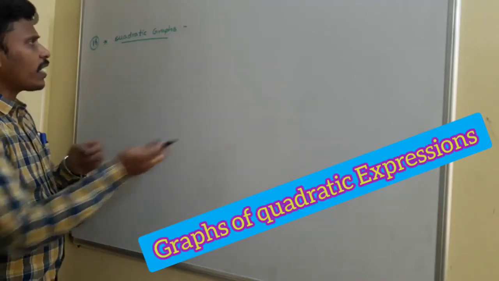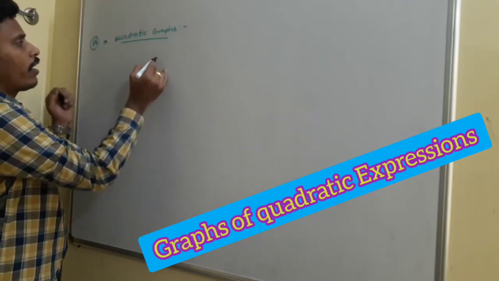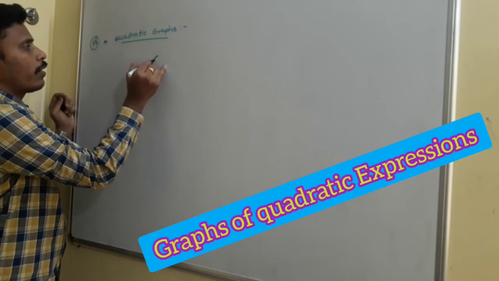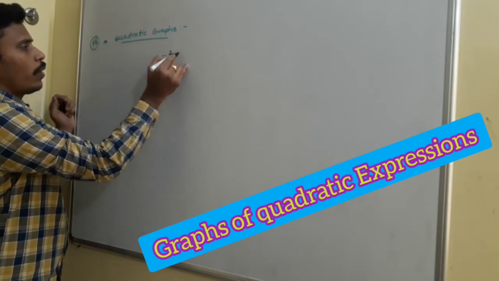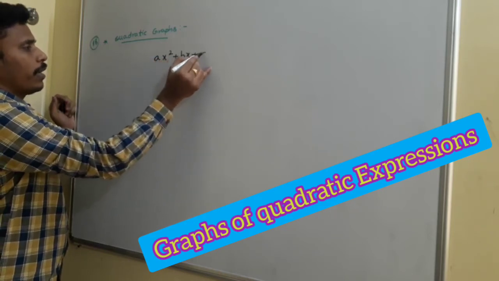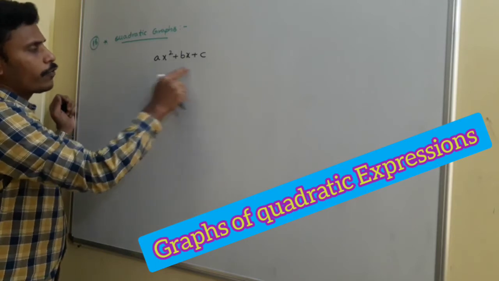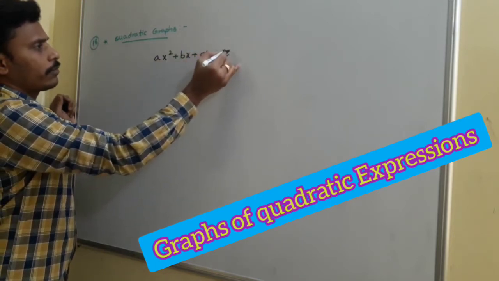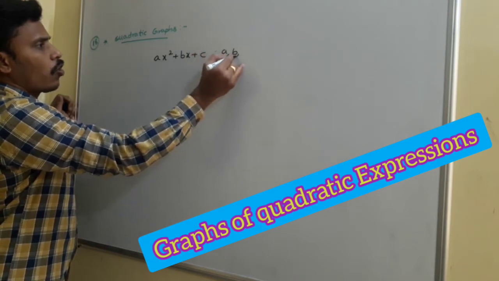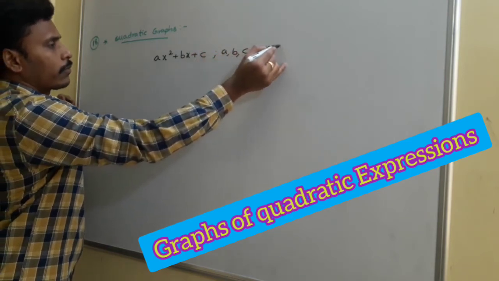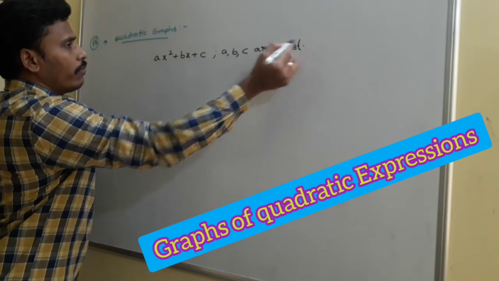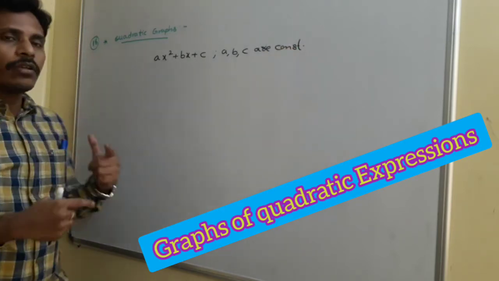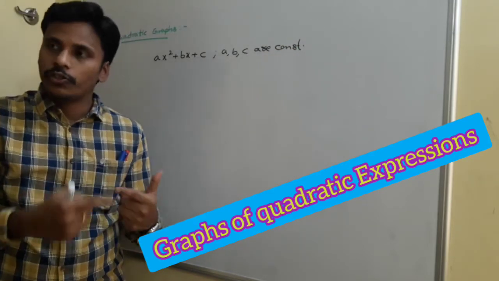Suppose I have a quadratic expression whose general form is ax square plus bx plus c. Here a, b, c are fixed constants, and x is a variable. Since x is a variable, its value varies, its value changes.